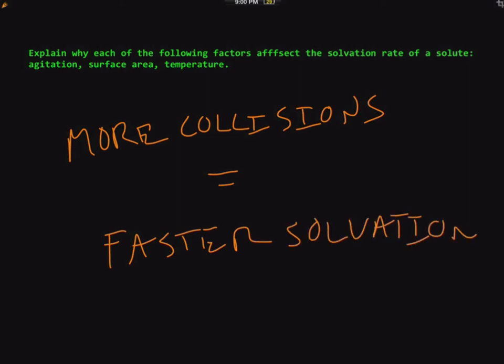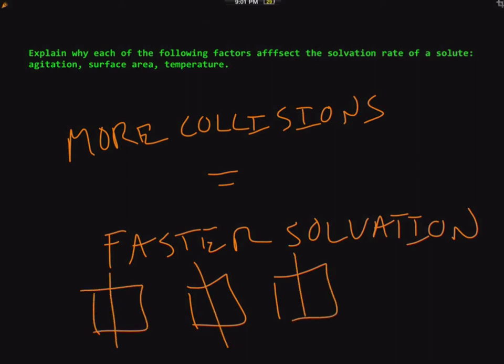Well, the first thing is agitation mixes the solute and the solvent together. It gets the solute away from the surfaces of the underlying solute, which allows more collisions, so that increases the number of collisions. Increasing the surface area increases the collisions because you're giving more opportunity for the solvent to get at the solute. Every time you split something in half, you create more surface area. You're creating more area for the solvent to get in there.